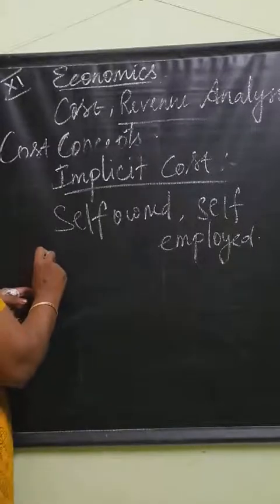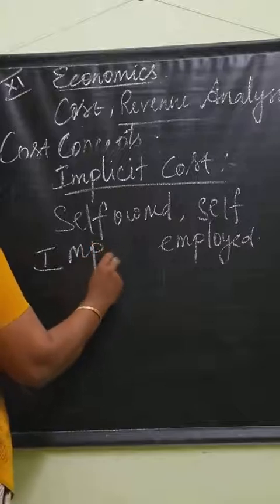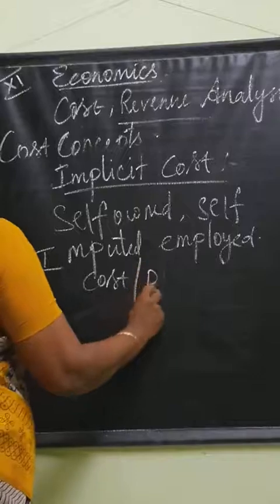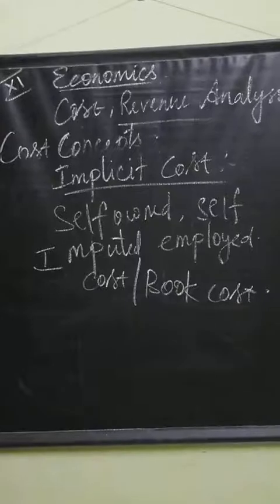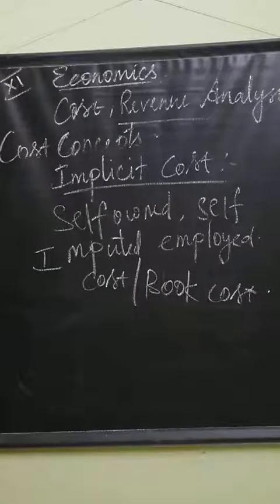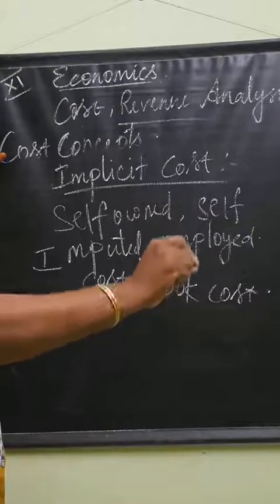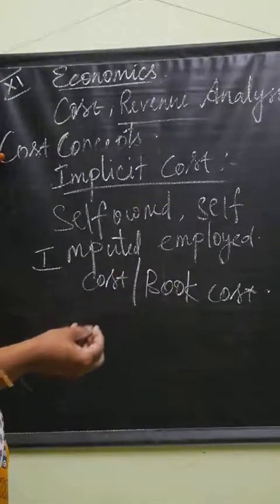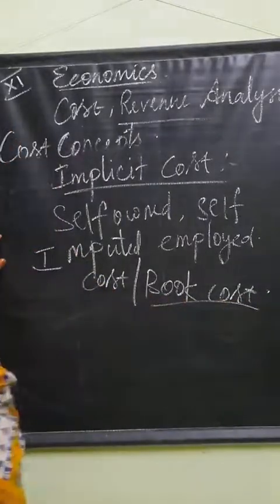So implicit cost is also called imputed cost or book cost. What do you mean by that? For accounting purposes, sometimes they may write that they have taken a salary of 2000, but they never take 2000 rupees. Whenever they need, they will take 50 or 100 or something else. So only that will be written in the book of cost.